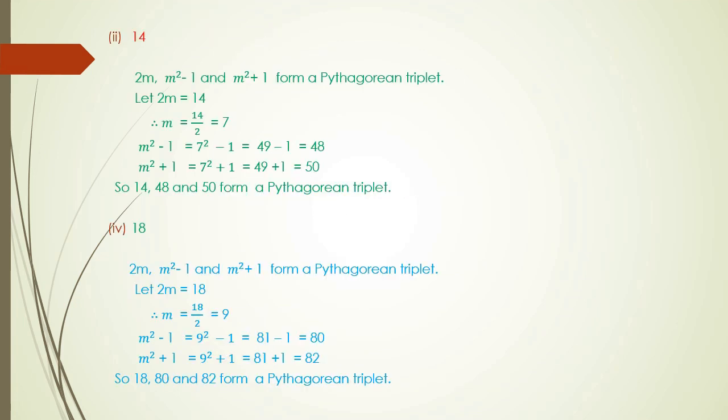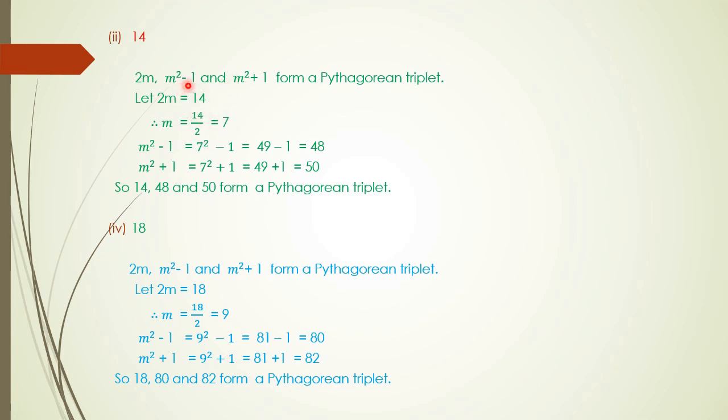Question number 2. 14. You have to form the Pythagorean triplet. So we are writing 2m, m square minus 1 and m square plus 1 form a Pythagorean triplet. And the given number we have to take as 2m. So let 2m be equal to 14, and we have to now find the value of m. m is equal to 14 divided by 2, which is 7.